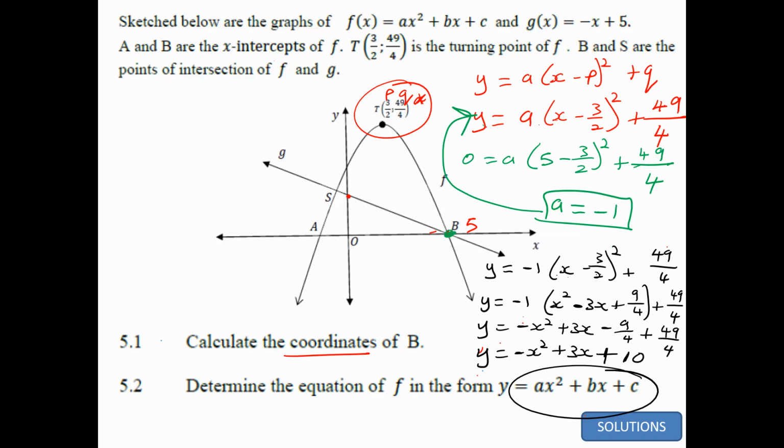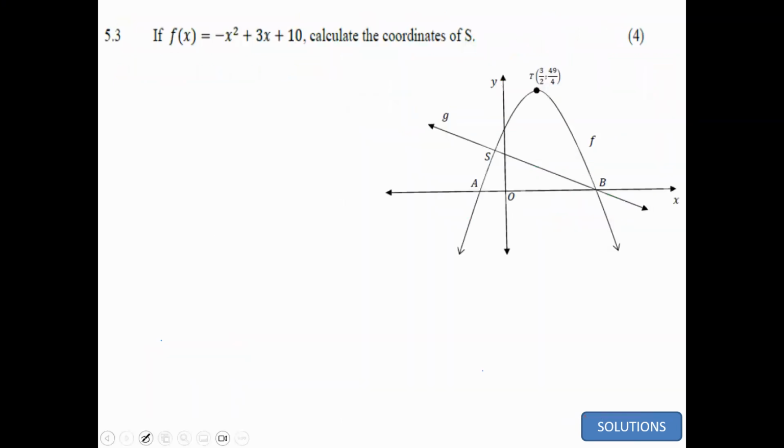Okay, let's move on. So minus x squared plus 3x plus 10, please keep that equation. I might need it when I go to the next slide. Oh, now they're confirming the answer in 5.3. So even if you got it wrong, you can use it. But now they want to find S. How would we find S?